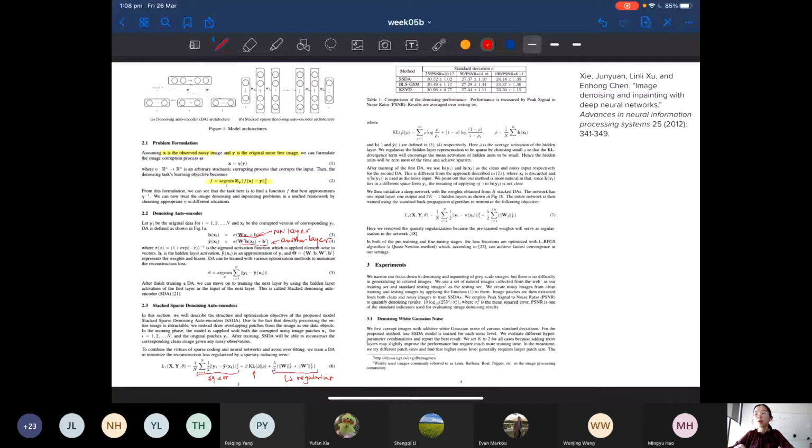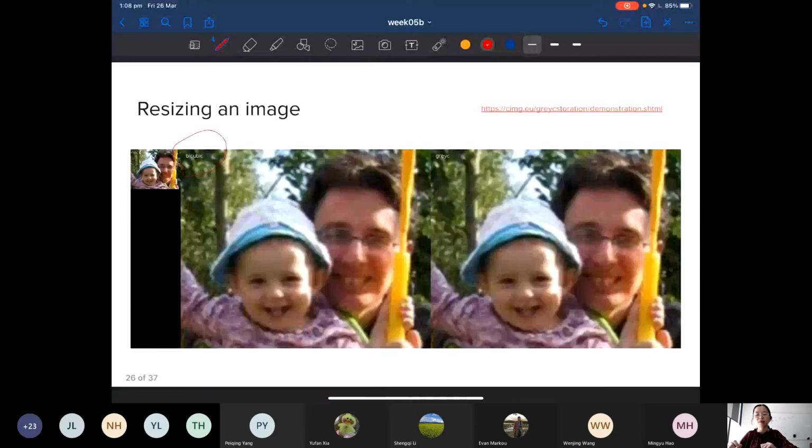Just checking that people have heard me talking about this image denoising in-painting paper, but you possibly have not heard me talk about the applications. Is that correct?